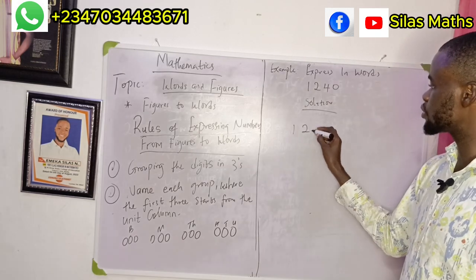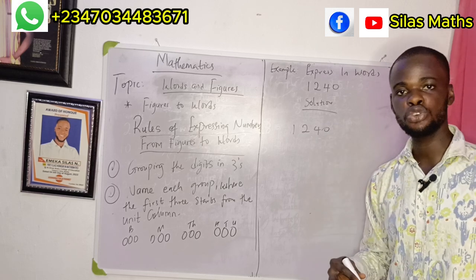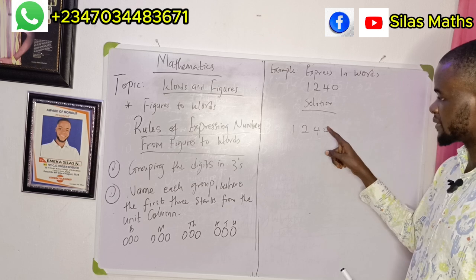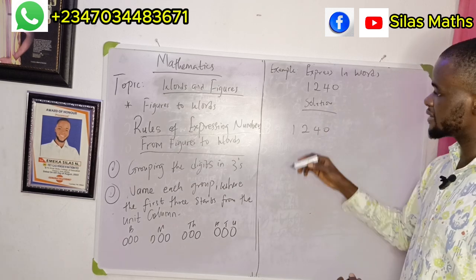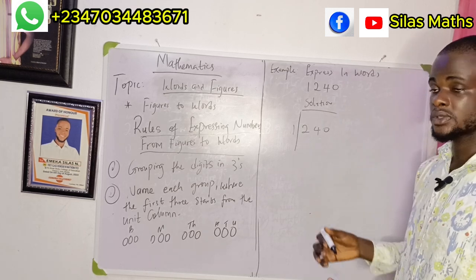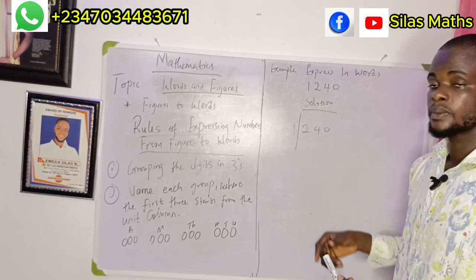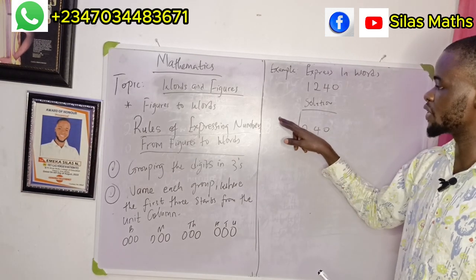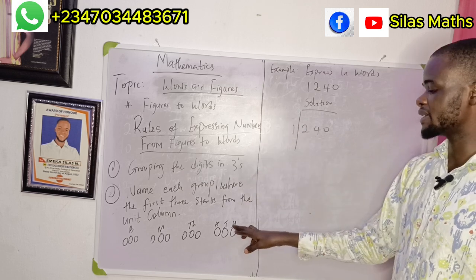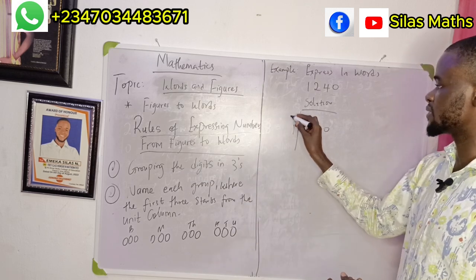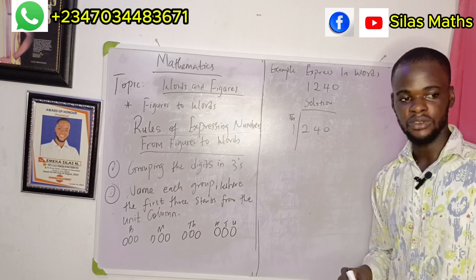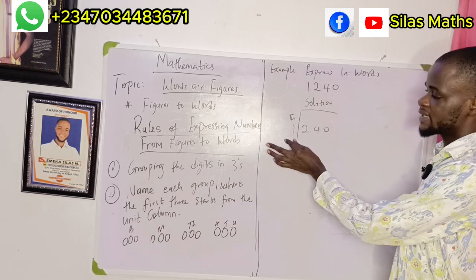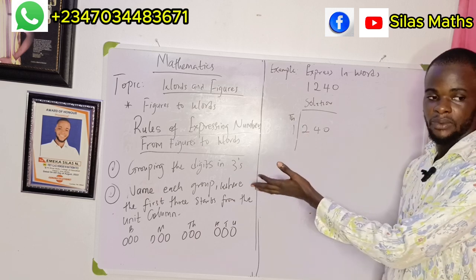So I have 1, 2, 4, 0, and we're going to group them starting from where? The units. So we're going to group them this way by counting 1, 2, 3. After counting the first 3 digits, we'll put our what? Slash or a stroke, right? So this first 3 is our basic group, while the next group is going to be what? The 1000. Remember, after the basic group, we have the 1000 group. We can actually read this one. This is 240, right?